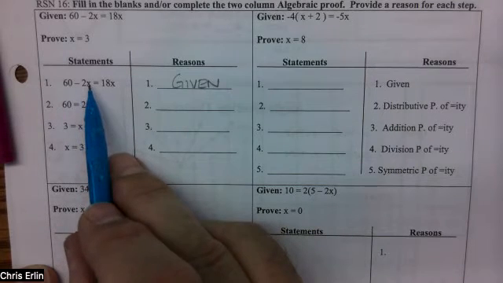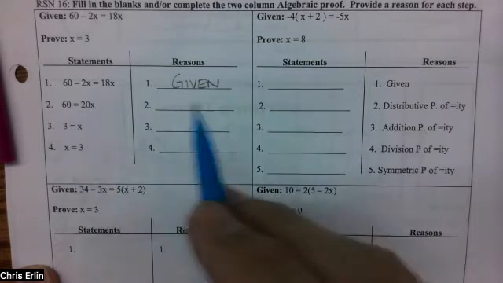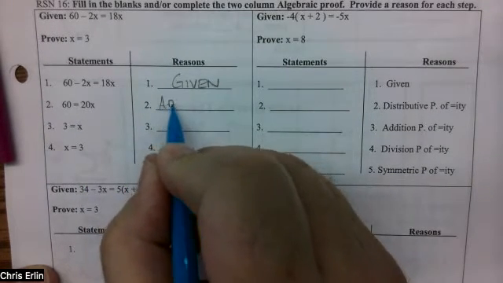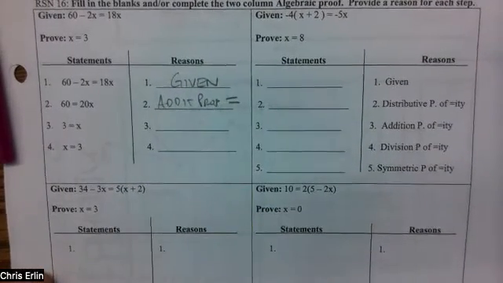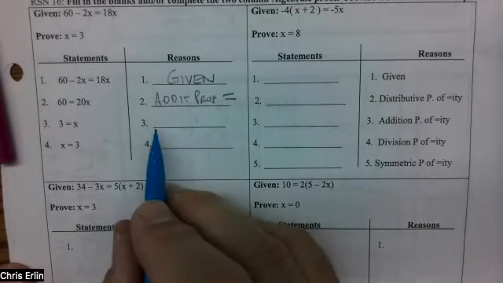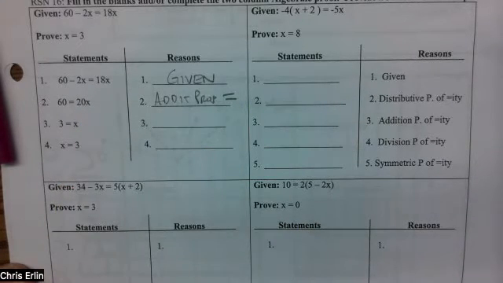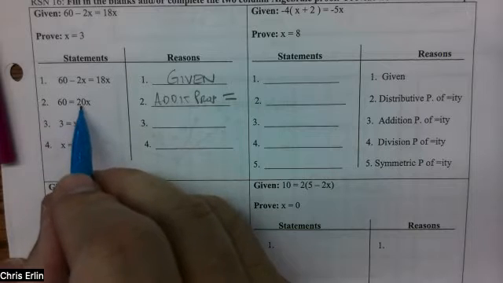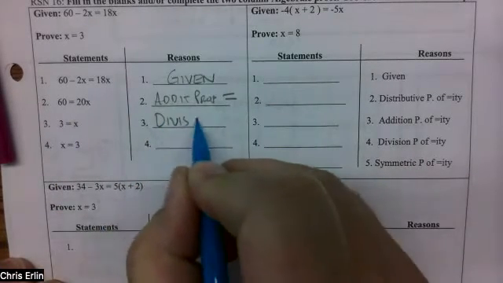So what do I do to get from this first step to the second step? Addition, but I'm doing it to both sides. So what do we call that? Yeah, addition property of equality. How do I get to the next step? Good. I've got 20x. I want 1x. I'm going to divide both sides by 20. So I'm going to call it division property of equality.